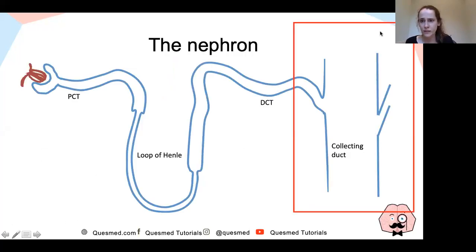Okay, so this is the area in which they act. So the aquaporins would be moving along these channels, and as the collecting duct starts to progress down into the medulla in the area of high concentration, more and more water will move out, making the urine more and more concentrated.